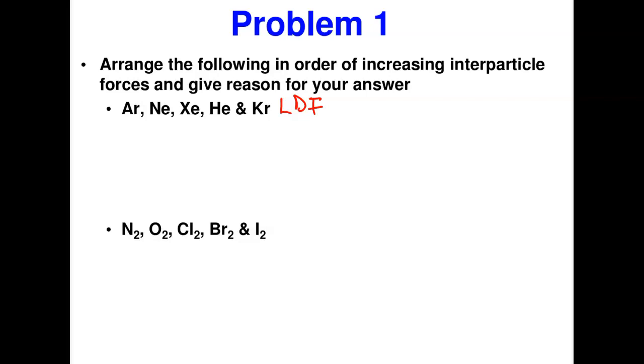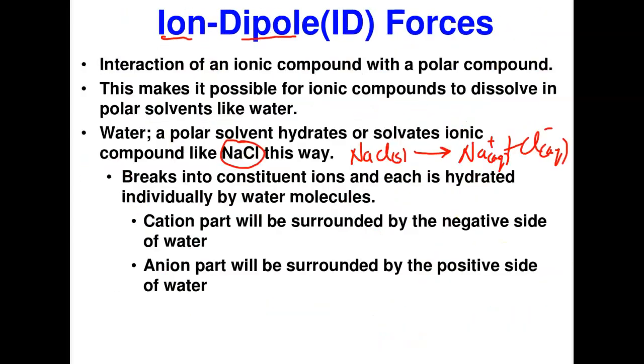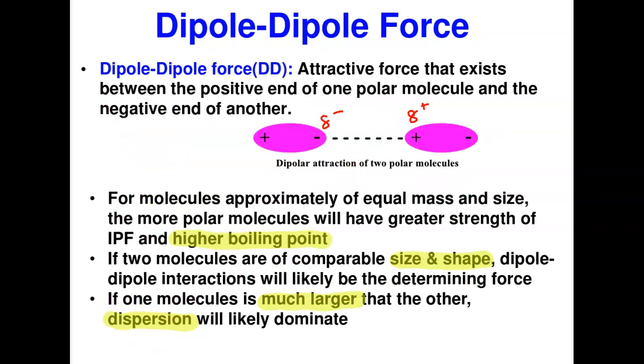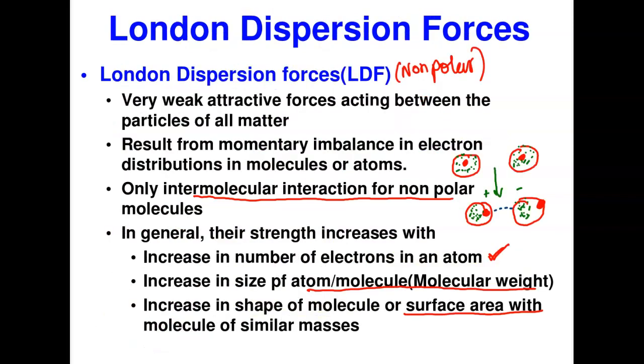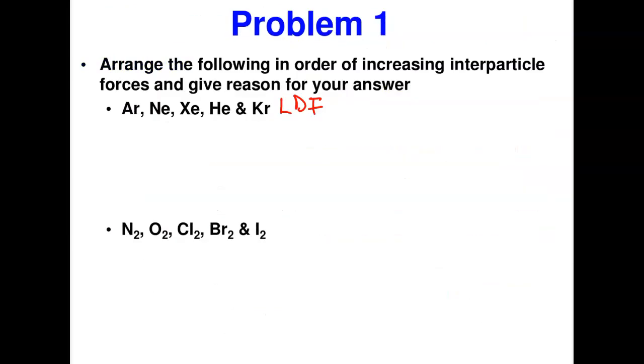And if it's only London dispersion forces, what are the factors that affect London dispersion force? Remember earlier, that's the first thing we talked about. We talked about their weight, the number of electrons, and their size. We can go back and take a look at that really quickly. The first thing we talked about is London dispersion: the number of electrons, the size of the atom or molecule, and then the surface area. In this case, these are just single atoms, so we won't talk about the surface area, but we can talk about the number of electrons they contain or their sizes.